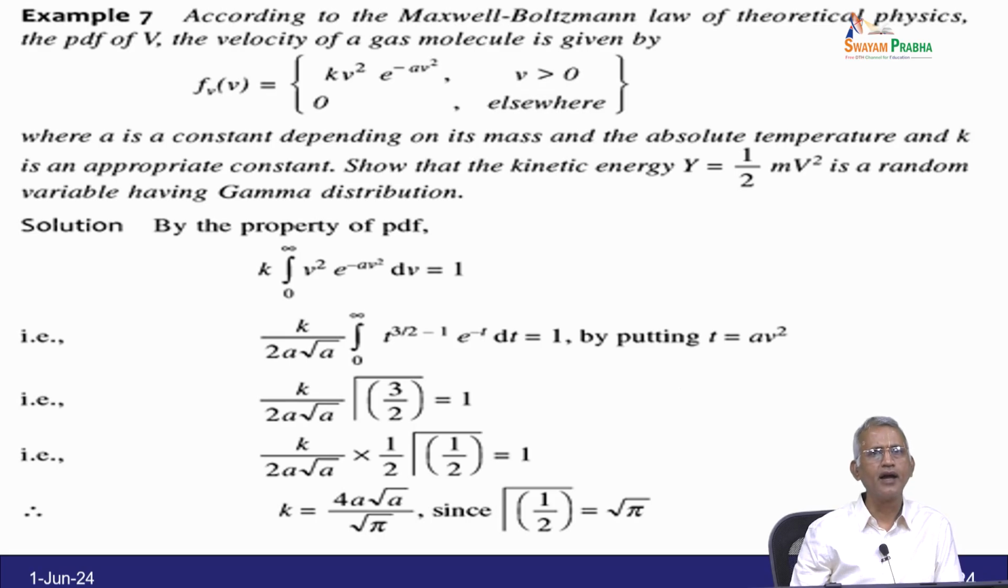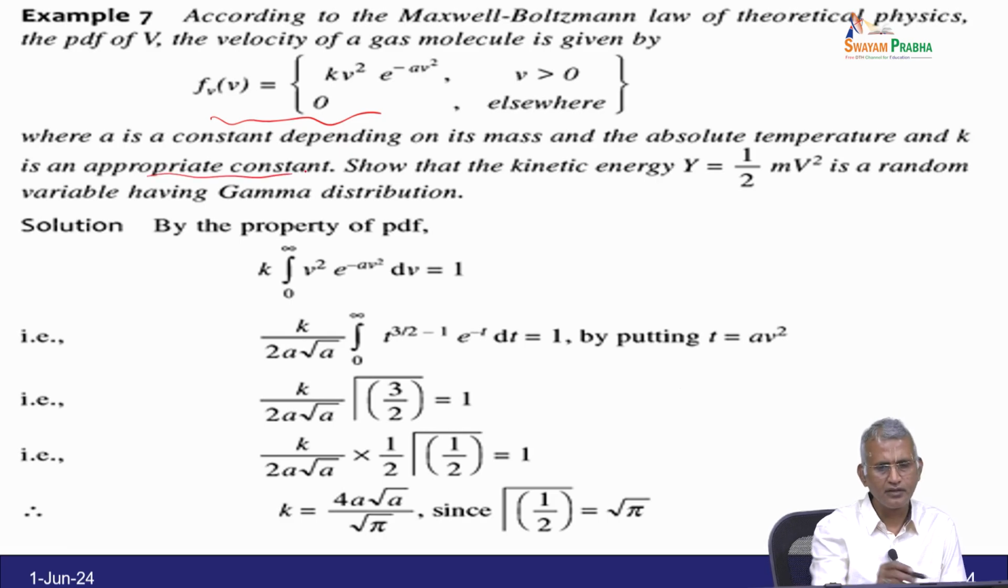According to the Maxwell-Boltzmann law of theoretical physics, the probability density function of V, the velocity of a gas molecule, is given by f of V is equal to k V square into e power minus a V square, where V is positive, 0 otherwise, where a is a constant depending on its mass and absolute temperature, and k is an appropriate constant. Show that the kinetic energy Y equal to half m V square is a random variable having gamma distribution.